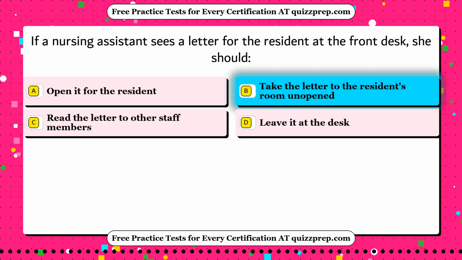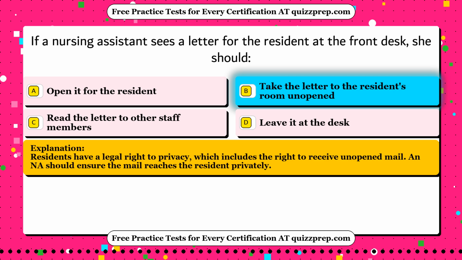The correct answer is option B. Take the letter to the resident's room unopened. Residents have a legal right to privacy, which includes the right to receive unopened mail, and the NNAAP should ensure the mail reaches the resident privately.